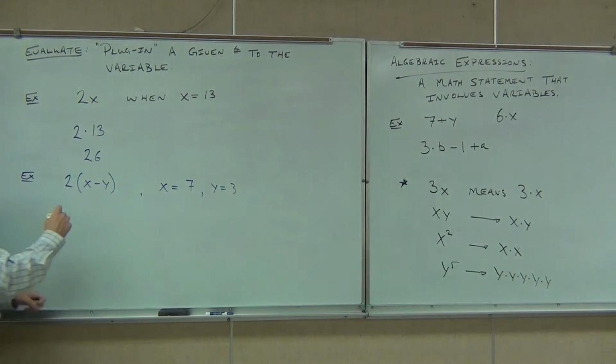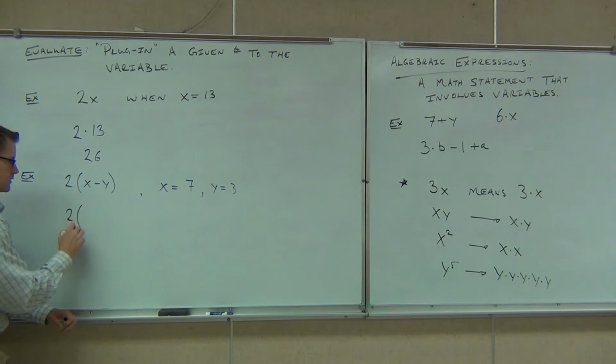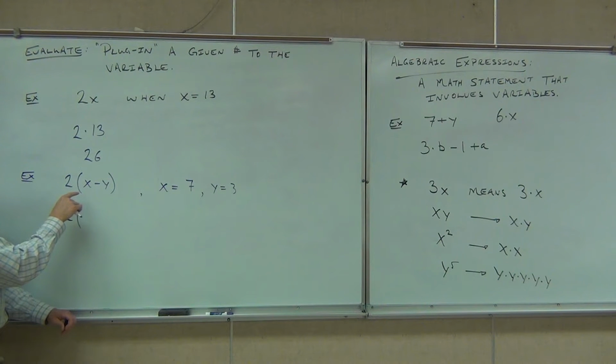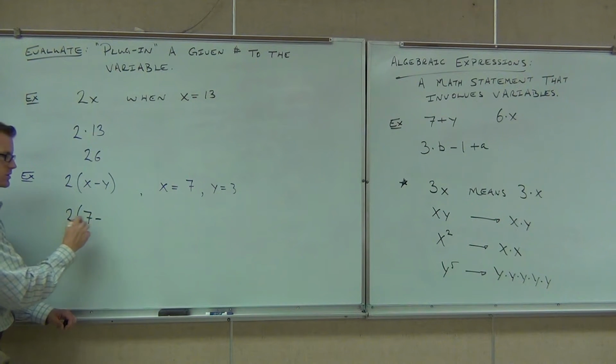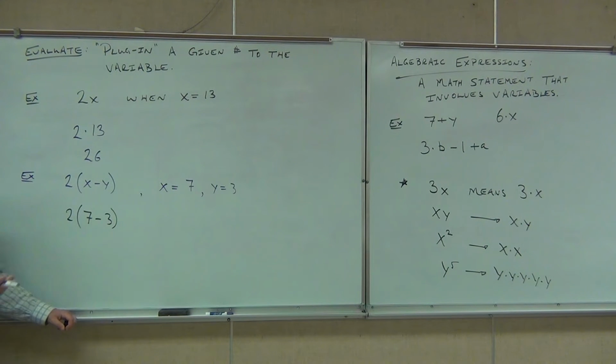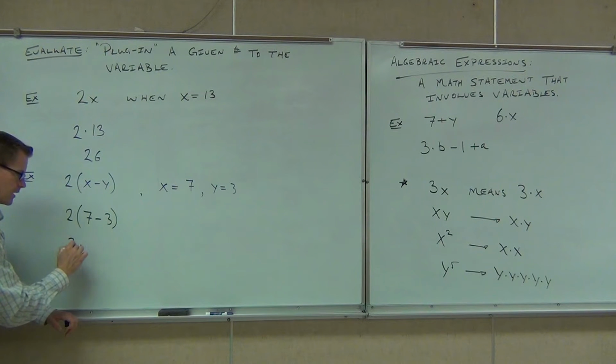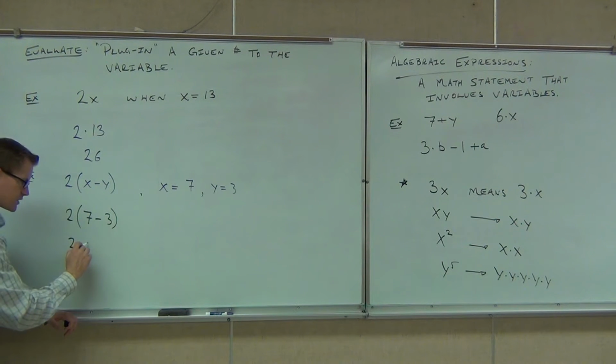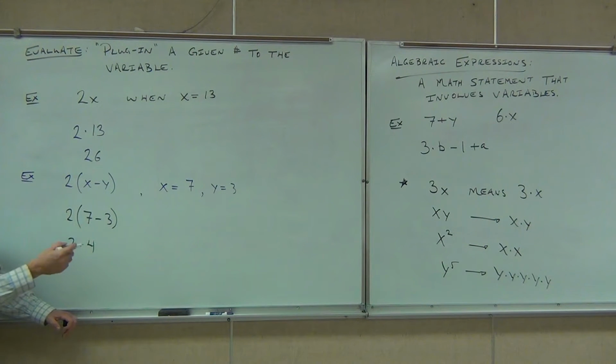So here we'll rewrite. The 2 stays. Does the x change? Yes. What? 7. Does the minus change? No. Does y change? Yes. Now we've got an order of operations problem. So we'll keep our 2. We know to do parentheses first, that gives us 4. And then we finish off our multiplication and we get 8. That's exactly right.